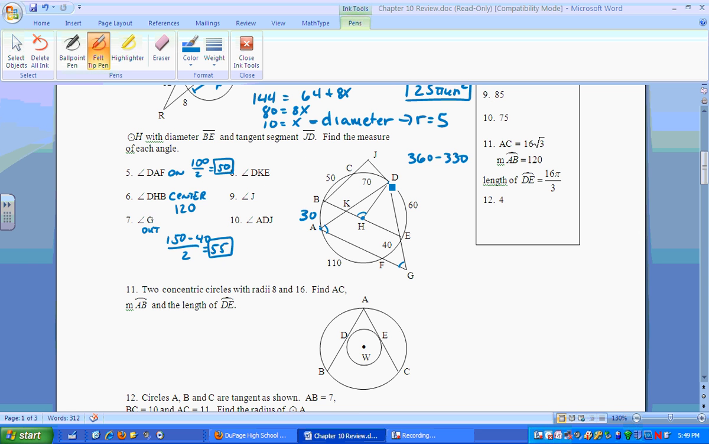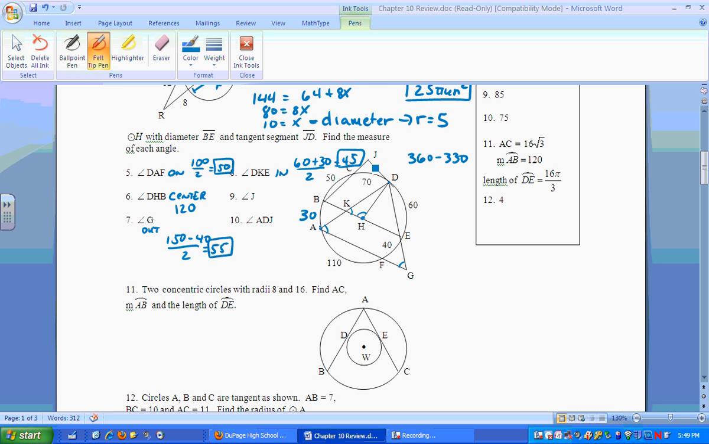DKE for number 8. DKE is here. It's in the circle. It opens up to 2 arcs. The arc it opens to is over here, which is 60. The other arc is its vertical angle, which is 30. You add those 2 up and divide by 2, and you end up with 45.